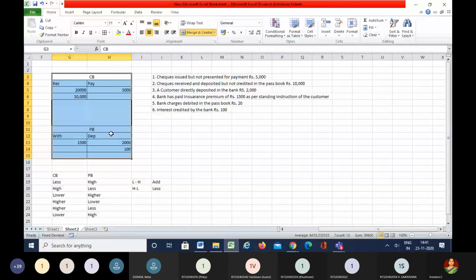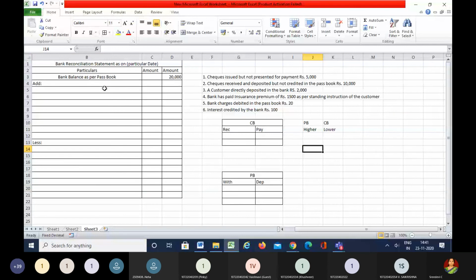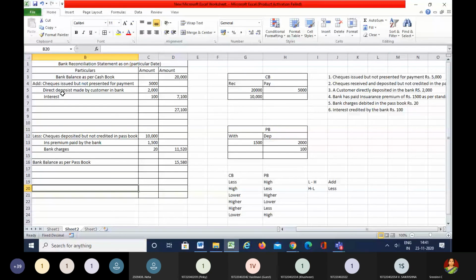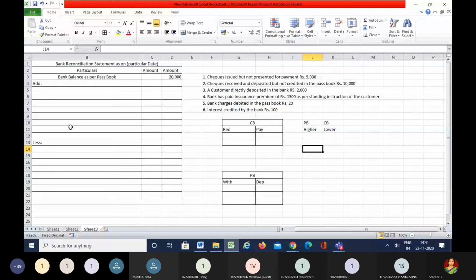Just see what we did in the previous one. We added, because we went according to the cash book. Now we are going as per the passbook. So the same transaction will become reverse based upon the balance which is being given. Whatever has been added over here will become deduction here, and whatever has been deducted here will become additions here. If you try the problem on this basis, did you all follow?